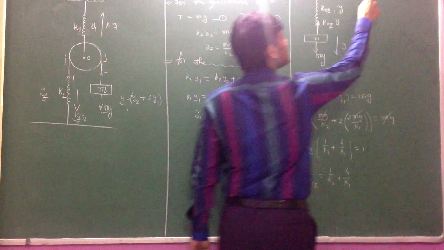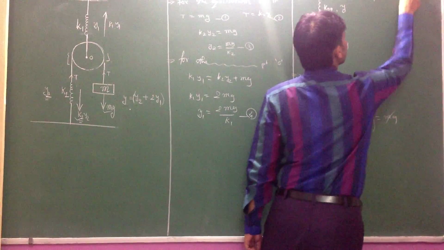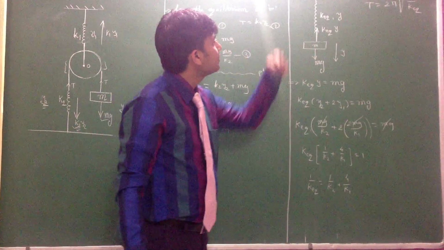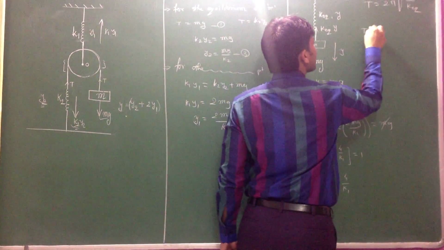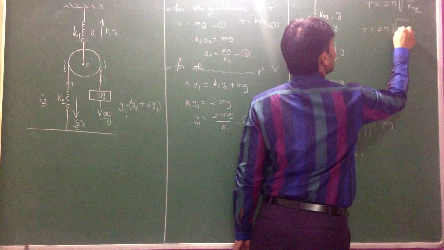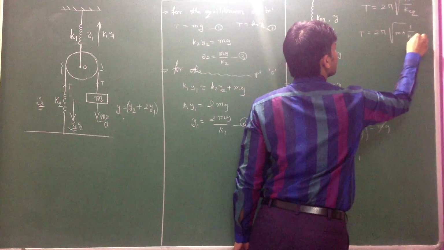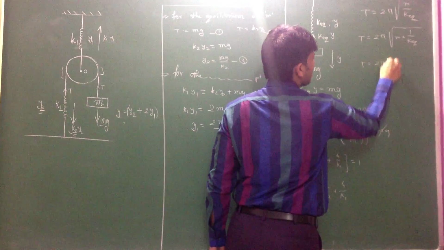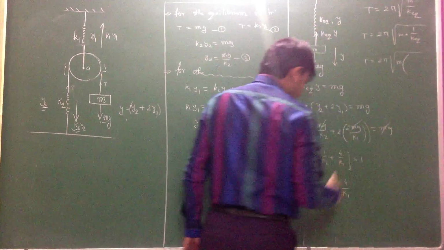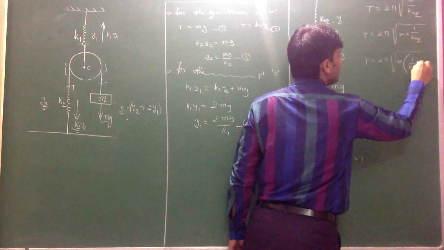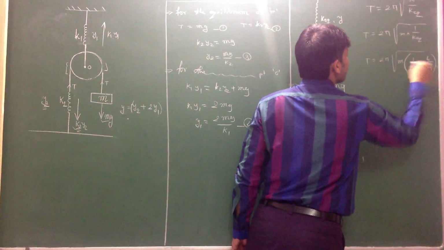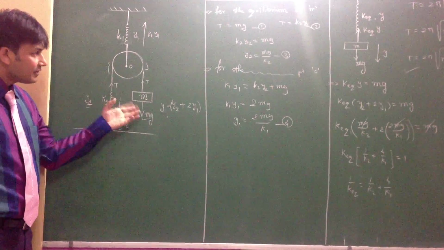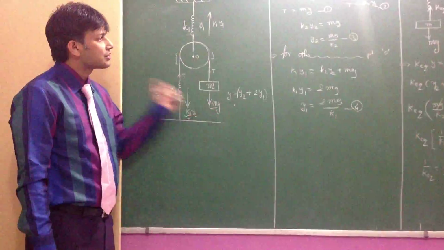Now the time period for this equivalent spring is, this K equivalent should be used over there. I can write it like this. So 1 upon K equivalent is this: 1 over K2 plus 4 upon K1. So this is the required time period of this mass if it is allowed to perform simple harmonic motion.